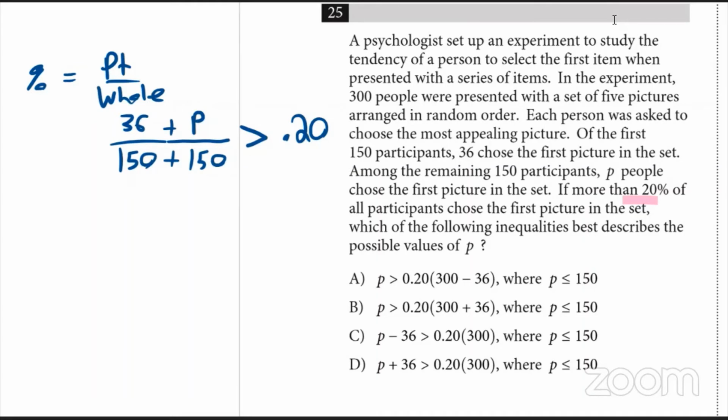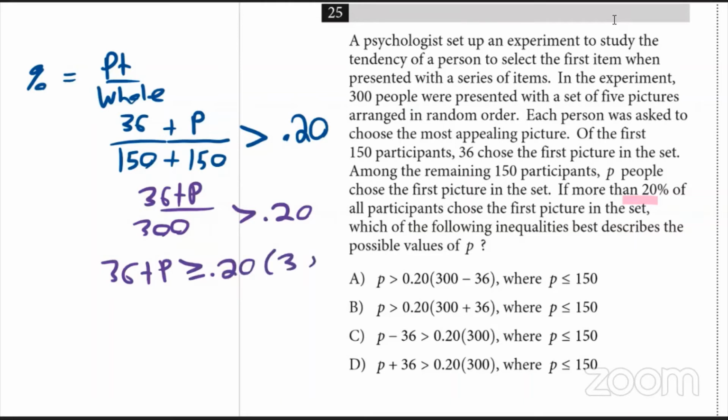So now we can start trying to simplify this to make it look like one of the expressions in one of the answer choices. So we can maybe combine the 150 and 150 to give us 300. Multiply by 300 on both sides. And now we have something that looks a lot closer to one of the answer choices. 36 plus P equals 0.20 times 300. And that's identical to choice D for number 25. So the answer to number 25 is going to be D.